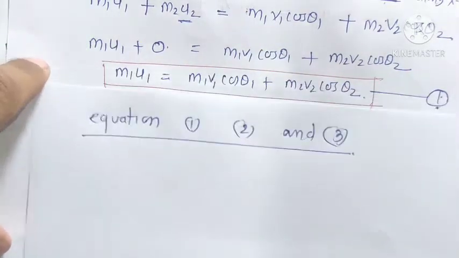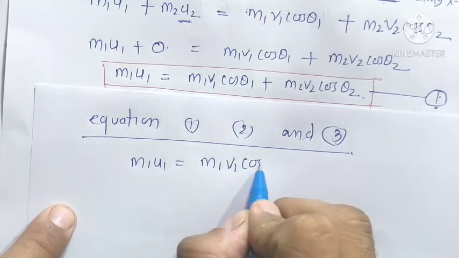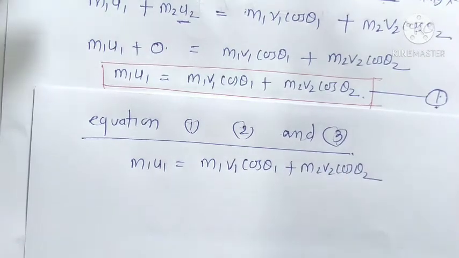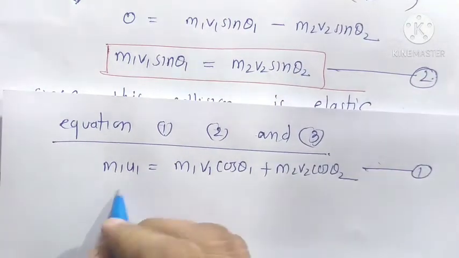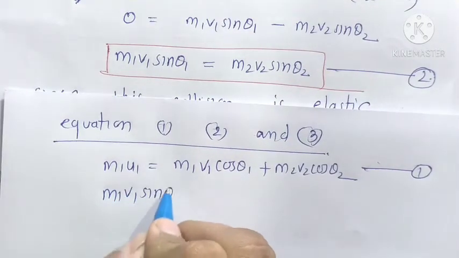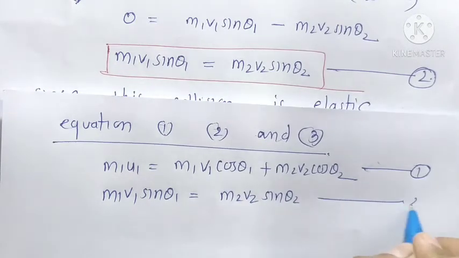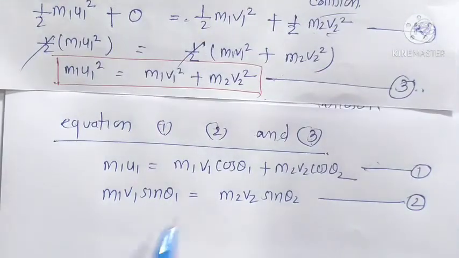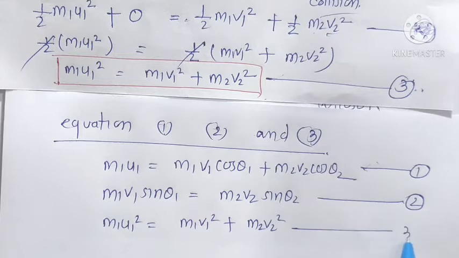The equation number 1 is m1 u1 = m1 v1 cos theta 1 + m2 v2 cos theta 2. Equation number 2 is m1 v1 sin theta 1 = m2 v2 sin theta 2. And equation number 3 is m1 u1 square = m1 v1 square + m2 v2 square. This is equation number 3.